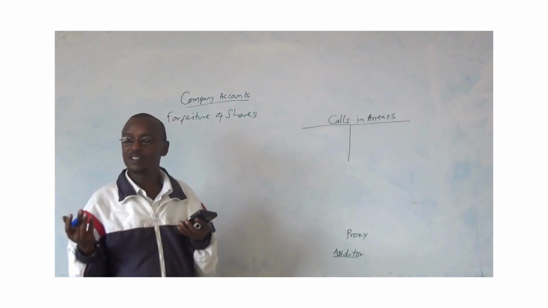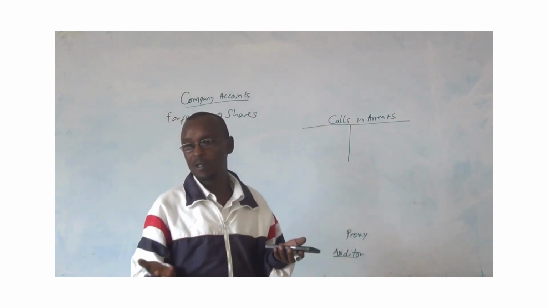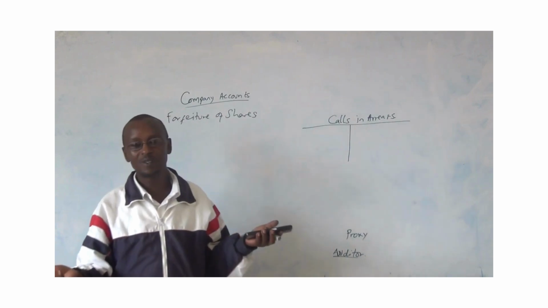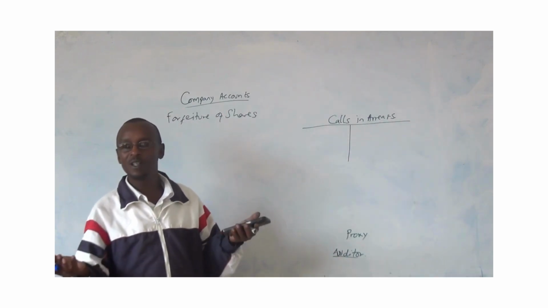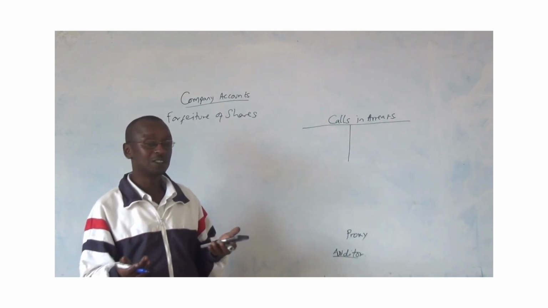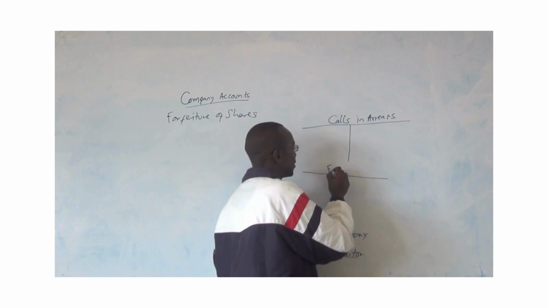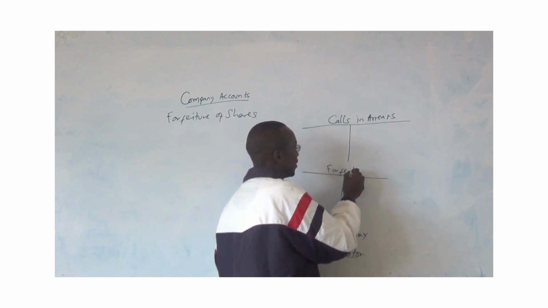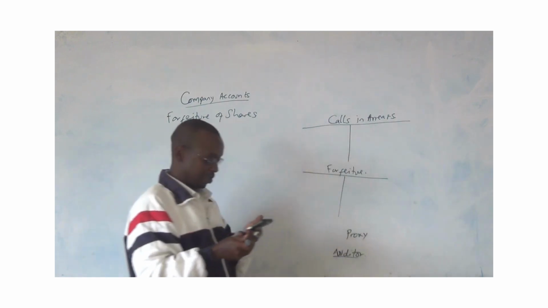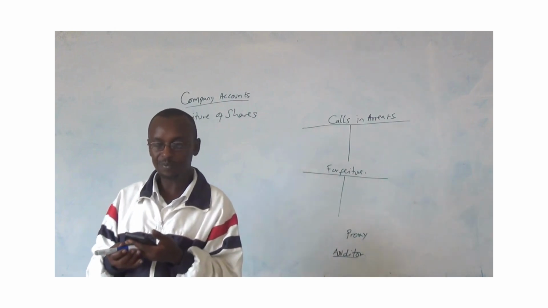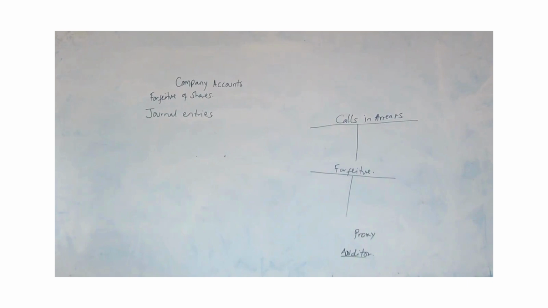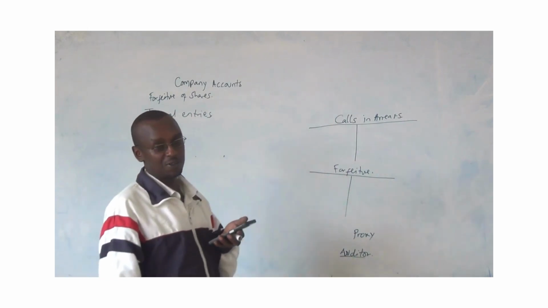Then after they see that the person has completely failed to pay even those amounts, instead of staying with the calls in arrears, you now transfer it to the forfeiture account. How do you do that? So the journal entries for forfeiture are as follows.